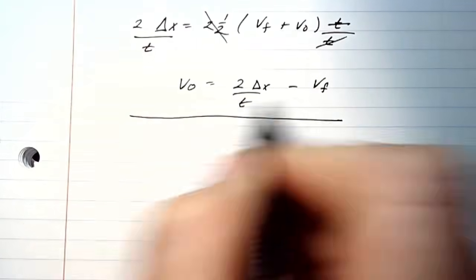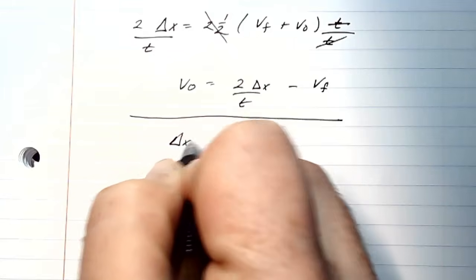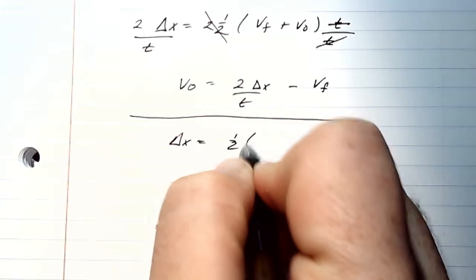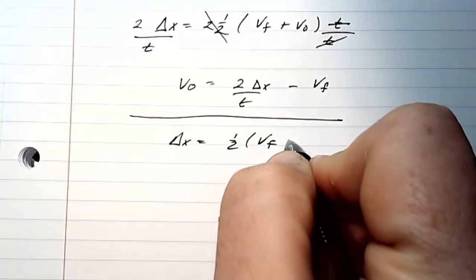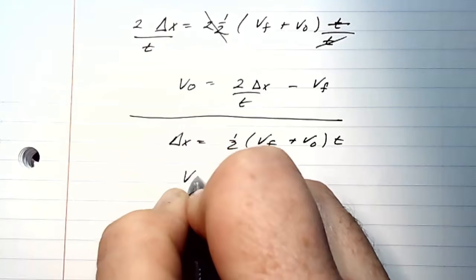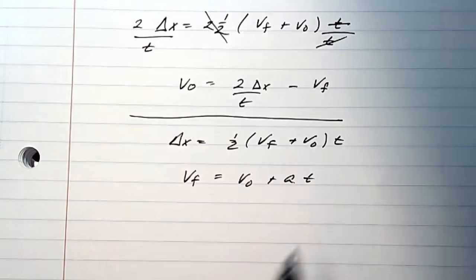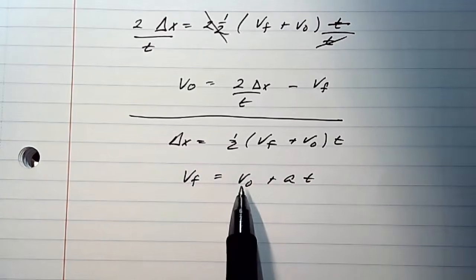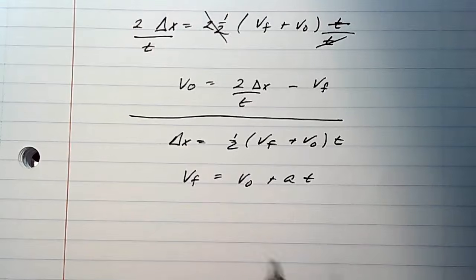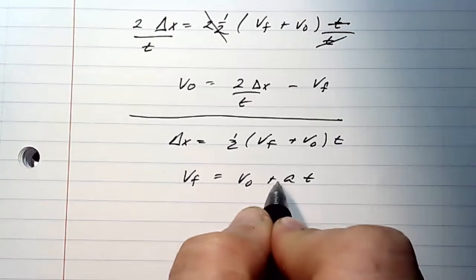But if I wanted to do that, what I would do is say, here are my 2 equations. Delta x is 1/2 v final plus v initial t, and v final equals v initial plus at. And what I want to do is eliminate v initial. So I'll go and I'll say, well, get v initial by itself.